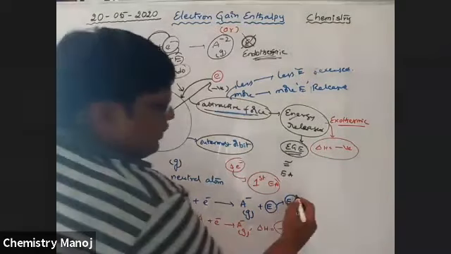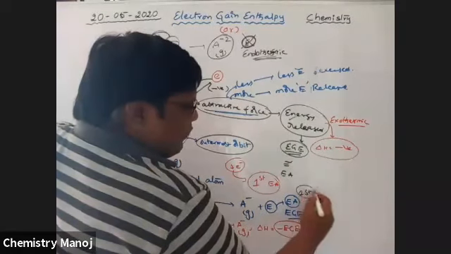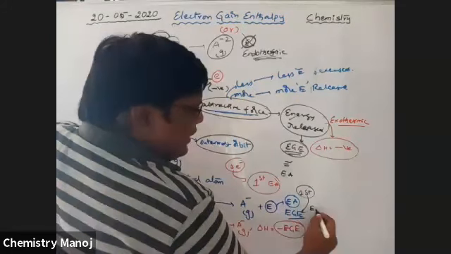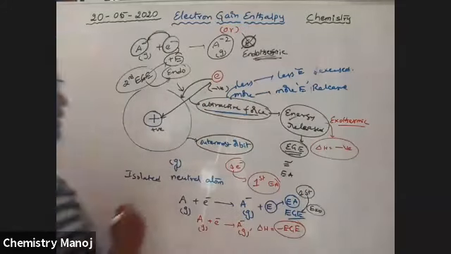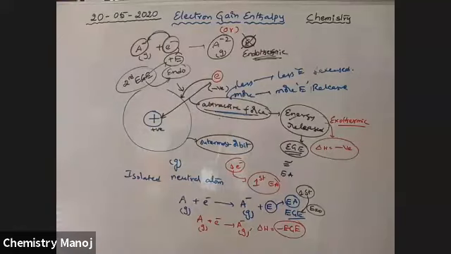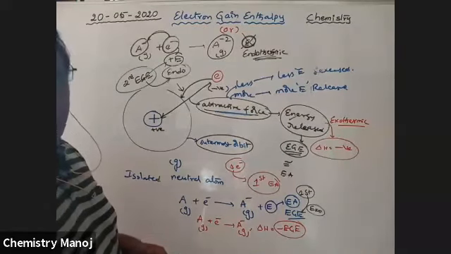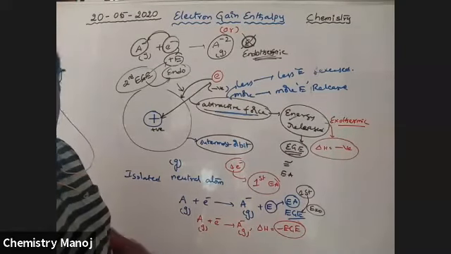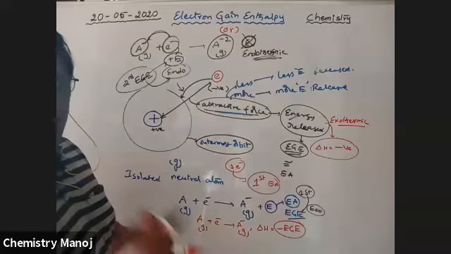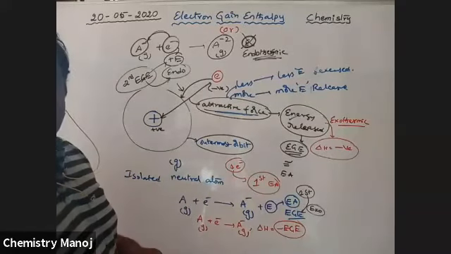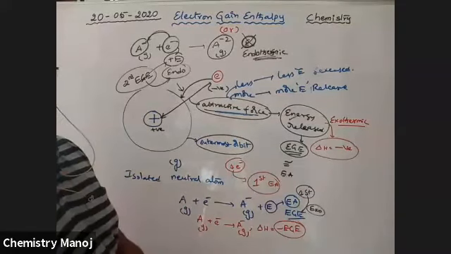The second electron gain enthalpy is an endothermic process. First electron affinity, the first electron gain enthalpy, is an exothermic process. The second electron gain enthalpy is endothermic. Not only the second, third onwards too: second, third, fourth, fifth, whatever it may be, all those electron gain enthalpies are endothermic. Only the first electron affinity is exothermic.